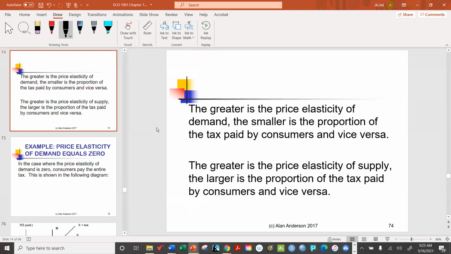So it turns out that, and this is what they were talking about in the video, with a high price elasticity of demand, consumers pay less taxes. The greater the price elasticity of supply, producers pay less taxes. All right, so low elasticity of demand means consumers pay most of the tax.